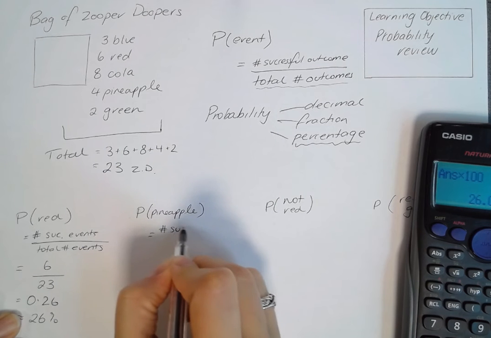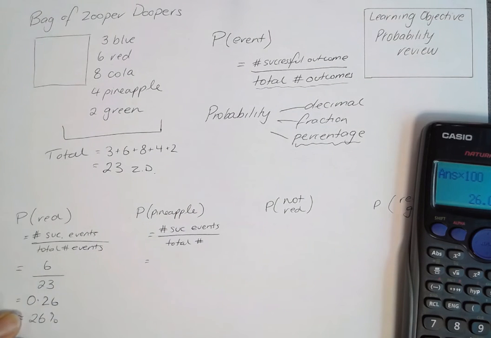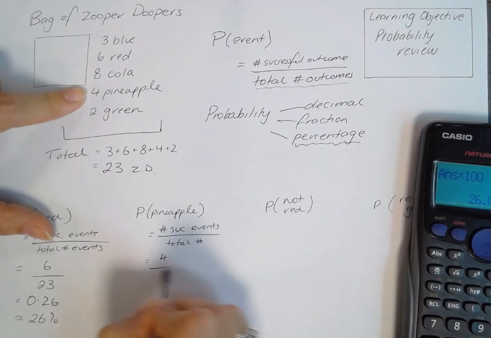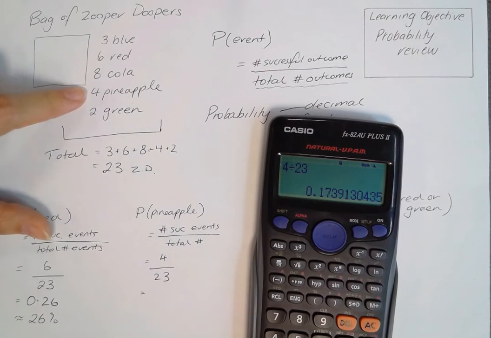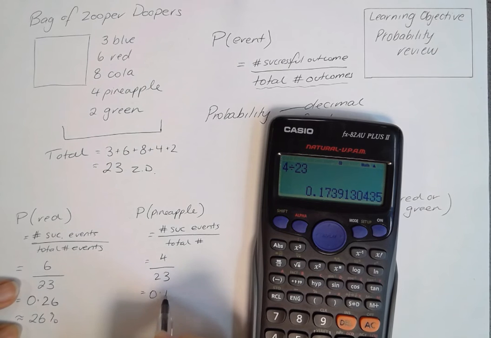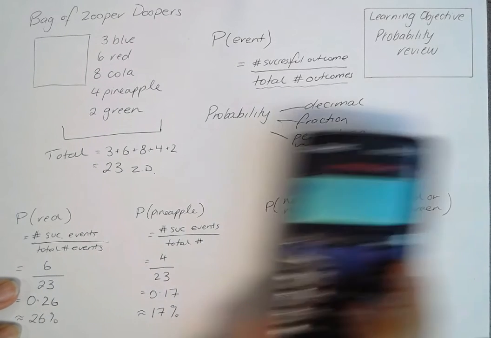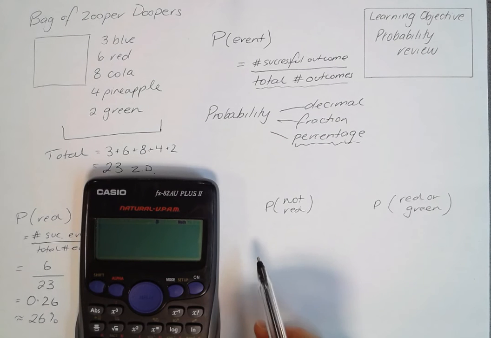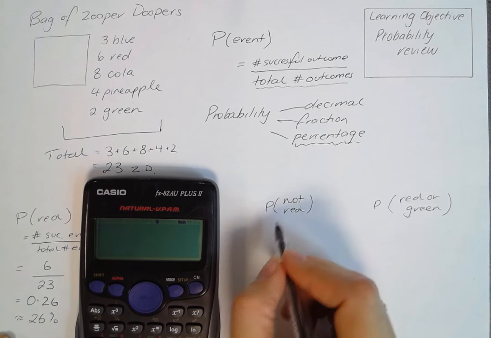So the number of successful events divided by the total number of events is equal to, we've got 4 pineapple divided by a total of 23. Let's go again. 4 divided by 23 gives us 0.17, which is approximately 17%. Alright, let's keep going. This is getting a bit trickier now, because what we're trying to find this time is the probability of not choosing a red one, of choosing something out that is not red.